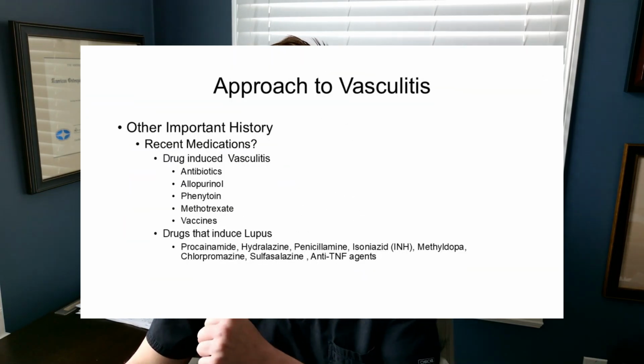Are they on methotrexate for some type of secondary autoimmune process? Has the patient recently received a vaccine? Drugs that can induce lupus would be, most commonly, procainamide, hydralazine, and isoniazid. At least those are the three most common ones I see pop up on board exams.